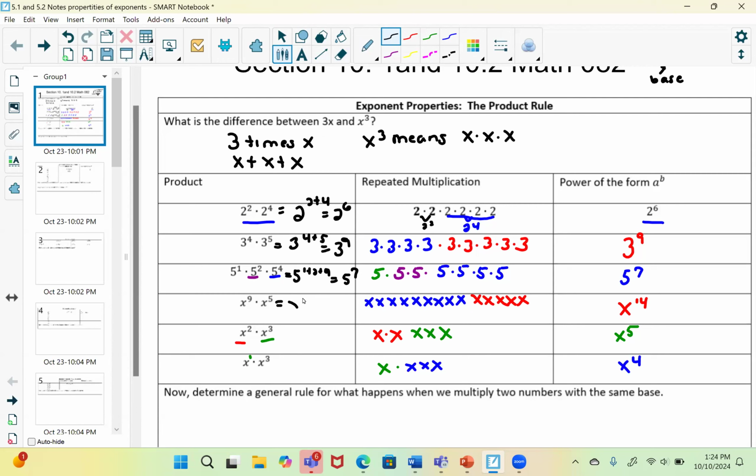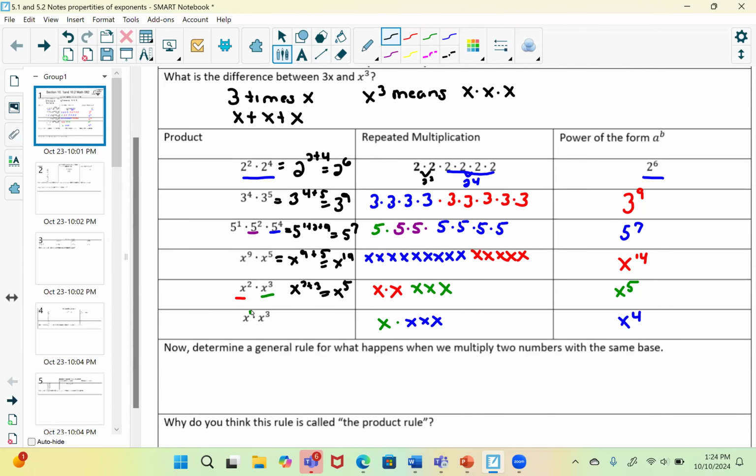So this is called, again, that power rule. This one, 9 plus 5 is x to the 14th. That's what we got. This one, x is 2 plus 3, which again is x to the 5th. And then the last one, if we don't write anything, we again put an x on it. So this would be 1 plus 3, which is x to the 4th.